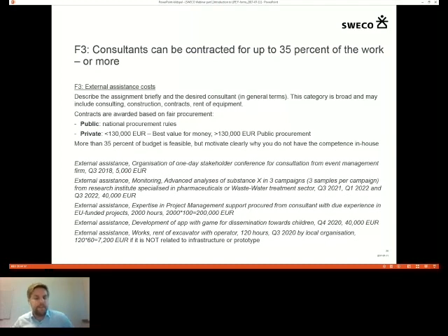Some examples, just to show you how broad it is. You will need to write, first of all, external assistance, then the organization of a one-day stakeholder conference for consultation from an event management company. You also need to indicate when the costs will appear. With staff costs, this can be hard because they usually occur throughout the project. In that case, you can check all the boxes where you indicate the time frame of the cost here, and then you of course include the expected cost.